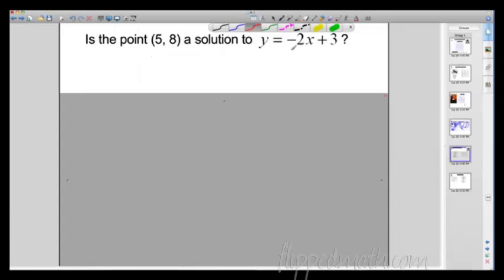So is the (5, 8) a solution to this equation? We're looking for a yes or no. Well, how do I check it? Well, this is just the point x comma y. So really I'm saying, is this point on the line? Well, let's check it out.